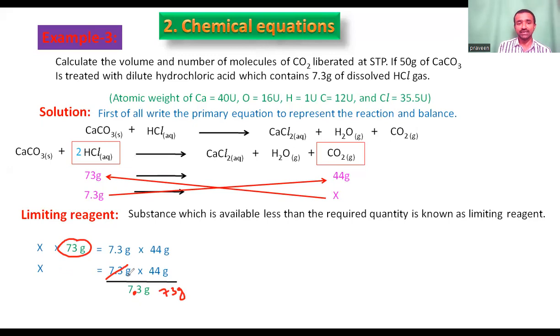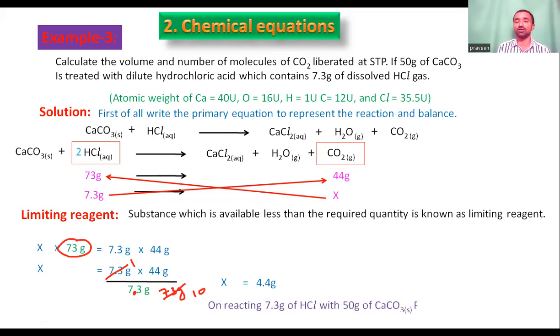So 7.3 grams one time, 73 is 10 times. So 10 times cancelled. Then what remains? Here 44 grams by 10. That is equal to what? So x is equal to 4.4 grams. 44 by 10 equals 4.4. So I got it. x is equal to 4.4 grams. So what is this 4.4? It is the mass of carbon dioxide liberated when 7.3 grams of HCl reacts with the calcium carbonate.